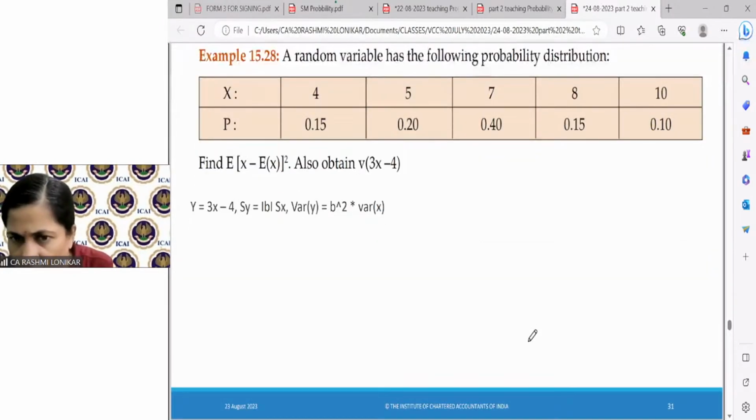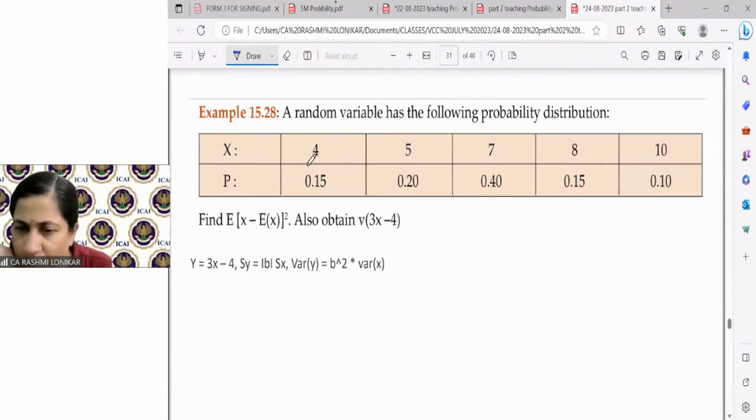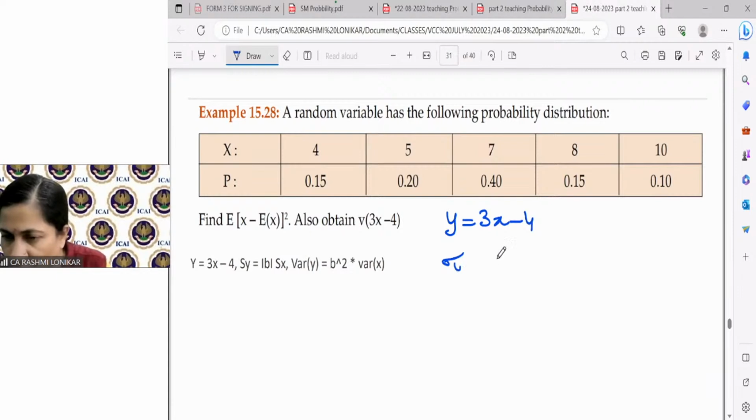Okay, here also, like this probability distribution function, you have x given and p given. So values of x are given, p is given. Find E of x, E of x square, and also obtain the variance of 3x minus 4. So for variance of 3x minus 4, let y equal 3x minus 4. Okay, so we know sigma y will be equal to mod of a into sigma x, or sigma y square will be equal to a square sigma x square.